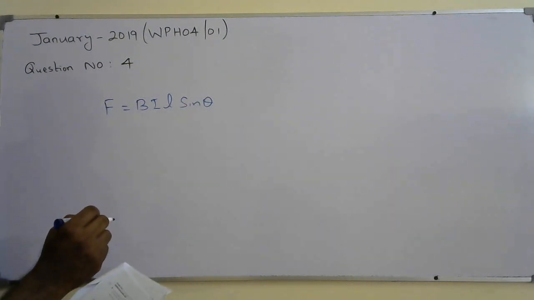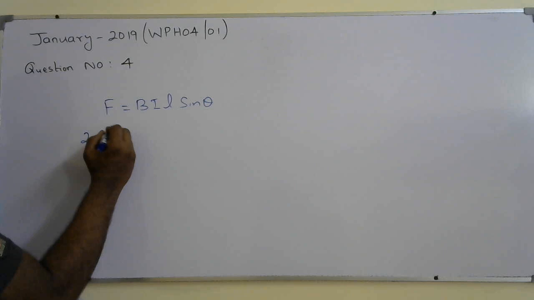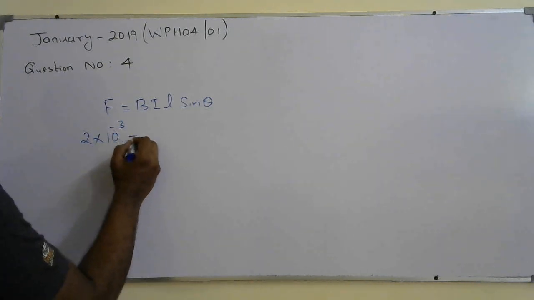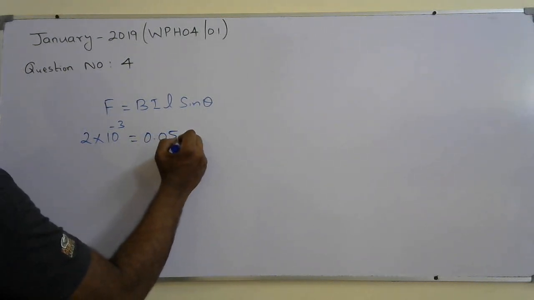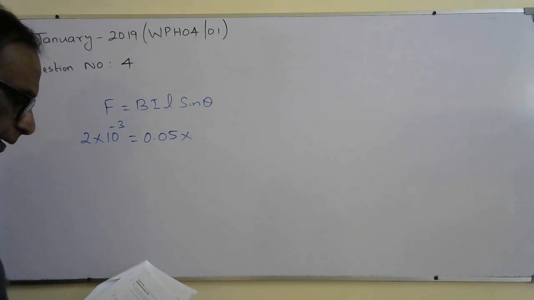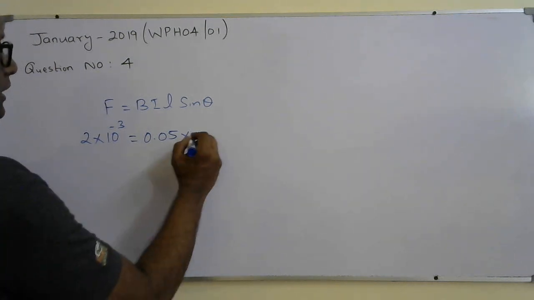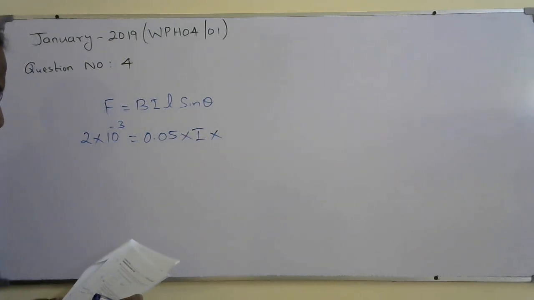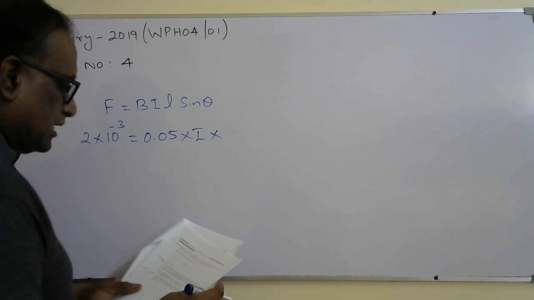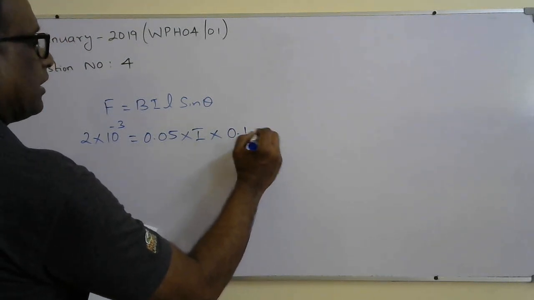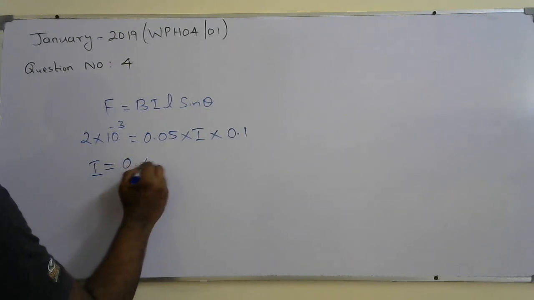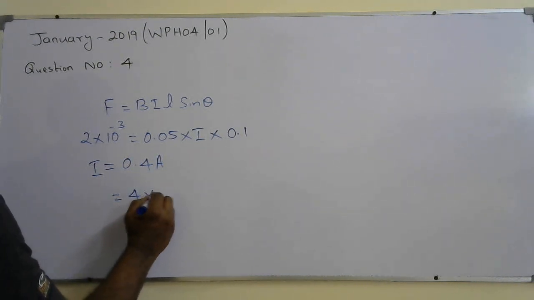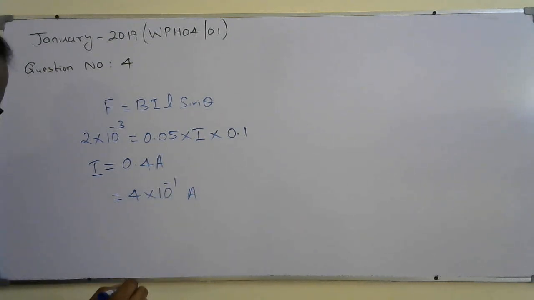So that's very easy. We can use F equal BIL sine theta. Theta is 90 degrees. Force is given as 2 into 10 to the power minus 3 newton. The field strength is given as 0.05. The current is the question. And the length of the wire inside the magnetic field is given as 10 centimeter, so 0.1 meters. You need to find the current here, solve it. So that will be 0.4 ampere, so we can say 4 into 10 to the power minus 1 ampere. Correct answer D.